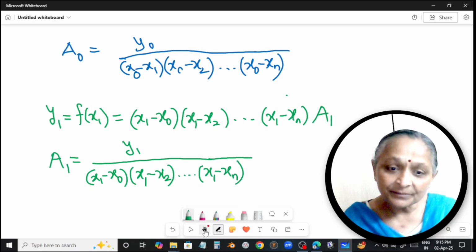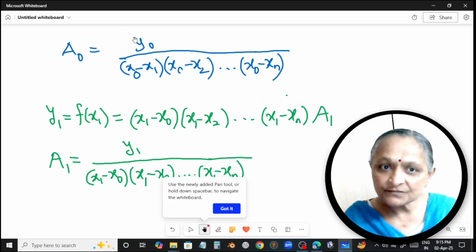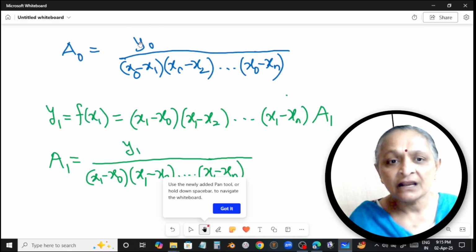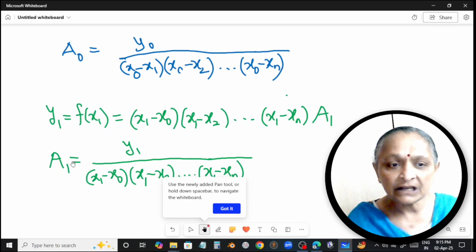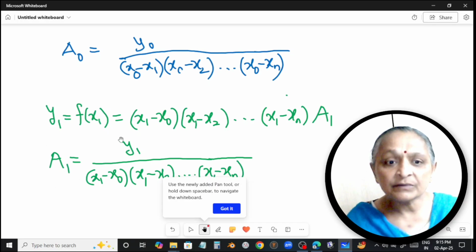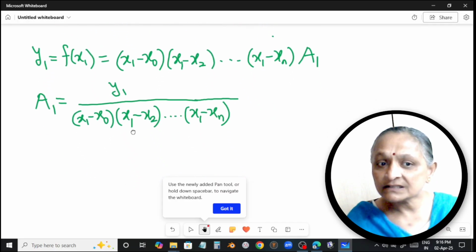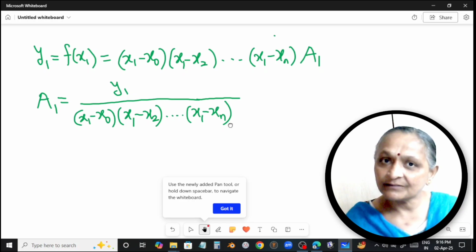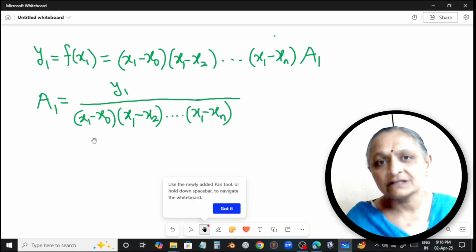So let us try to compare. While talking of a naught, it becomes y naught, meaning the functional value of the very first point divided by every time x naught minus the next. The same way, when I'm talking about a1, I'm getting y1 upon x1 minus x0, x1 minus x2 up to x1 minus xn. So each time I'm subtracting the remaining points from x1 here.